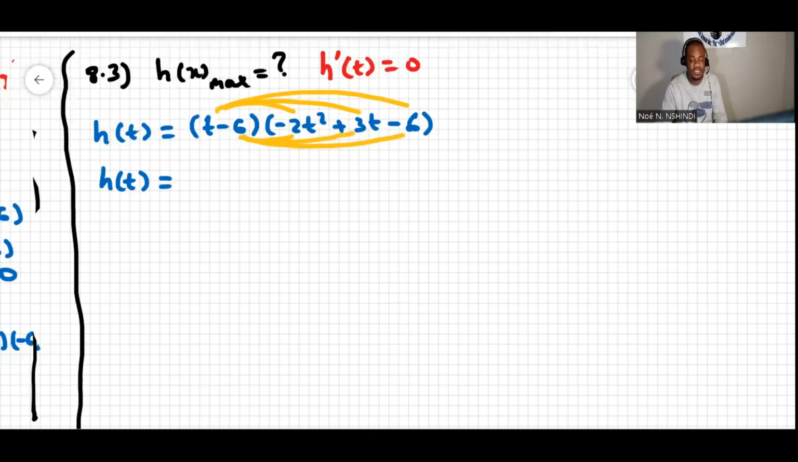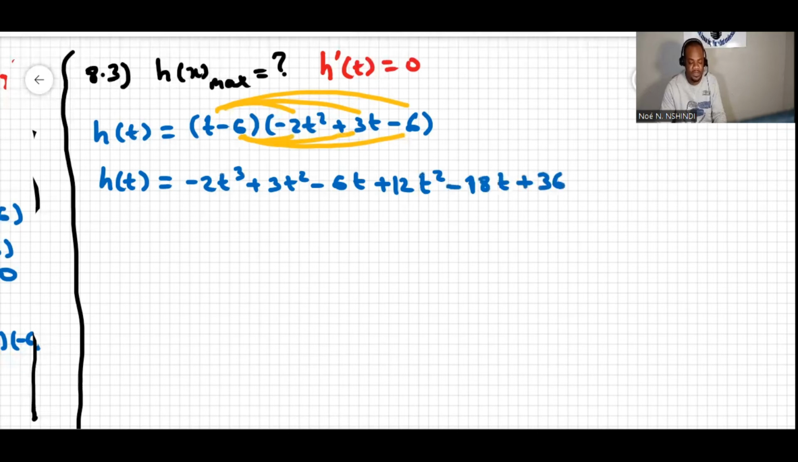t times negative 2t squared makes negative 2t cubed. And then t times positive 3t makes positive 3t squared. And then t times negative 6 makes negative 6t. And then negative 6 times negative 2t squared makes positive 12t squared. Then negative 6 times positive 3t makes negative 18t. And then positive 36, negative 6 times negative 6. Now let's see if we can combine the terms here.